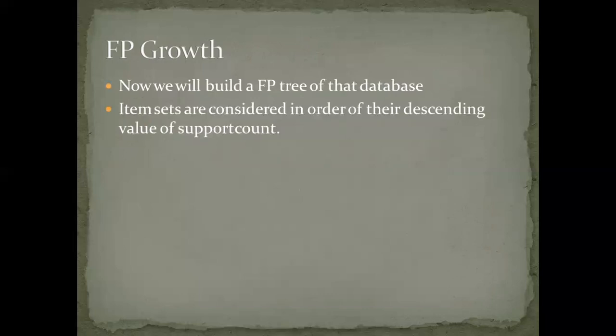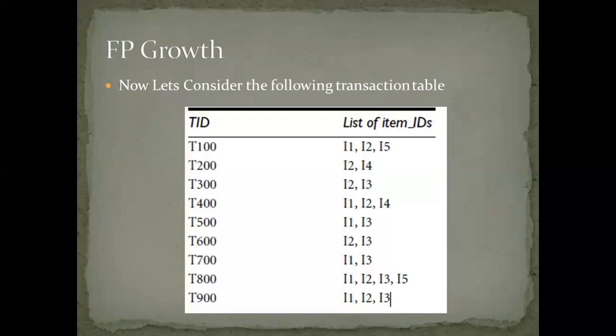So now we'll build an FP tree on the database. The item sets are considered in order of descending support count. Descending support count means you have to check the database very clearly: I1, I2, I5; I2, I4; I2, I3; I1, I2, I4; I1, I3; I2, I3; I1, I3; I1, I2, I3, I5; and I1, I2, I3.